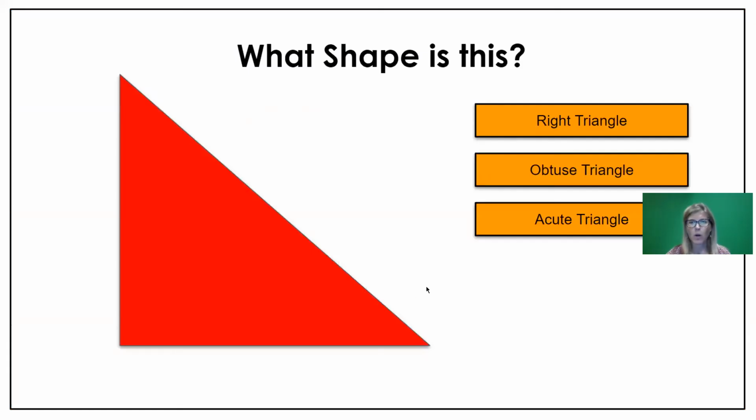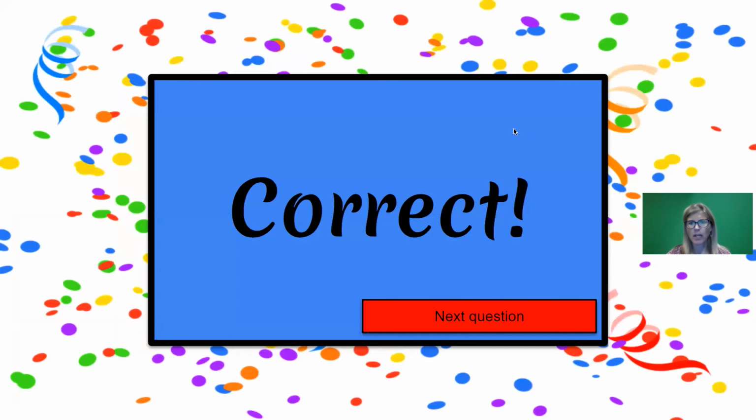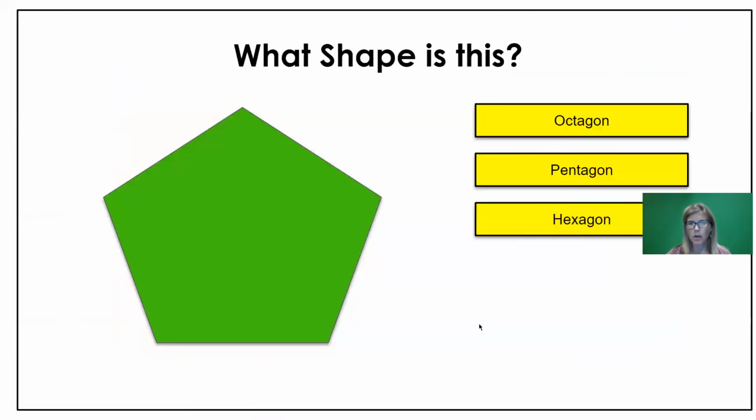Right here, we have, what shape is this? And we can choose from a right triangle, an obtuse triangle, or an acute triangle. So if they click on a right triangle, they'll see that they're correct, and you can go on to the next question.